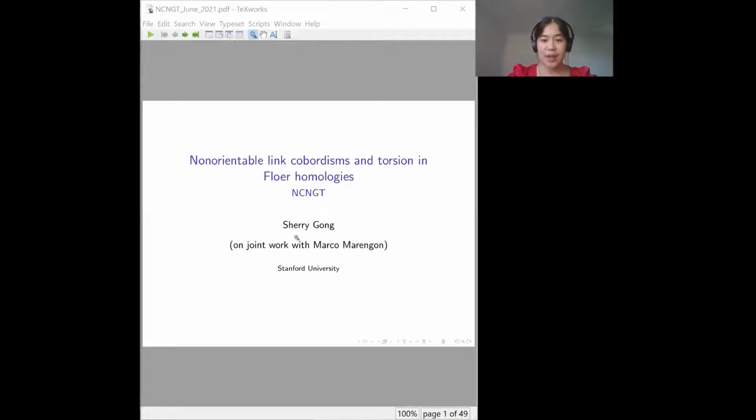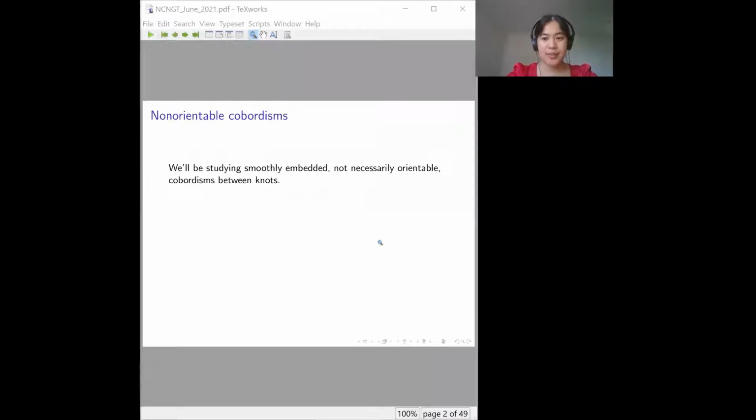I'll be telling you about non-orientable link cobordisms and torsion in Floer homologies. Specifically, I will be telling you a bit about some bounds for the structure of non-orientable link cobordisms between two knots in terms of the torsion parts of various kinds of Floer homologies of the knots. So we will be studying smoothly embedded, not necessarily orientable cobordisms between knots.